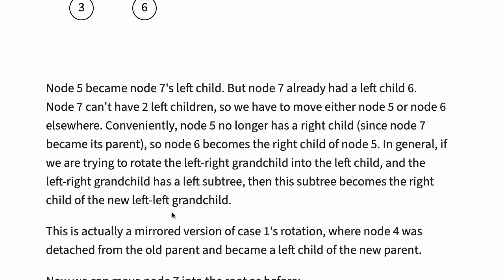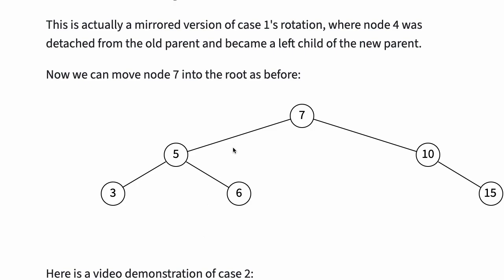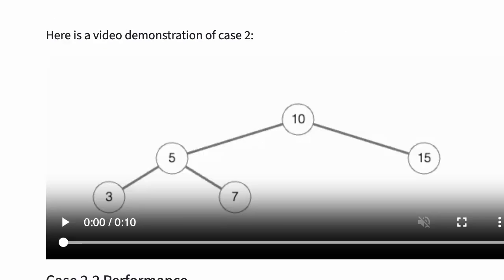In general, if we're trying to rotate the left-right grandchild into the left child, and the left-right grandchild has a left subtree, then the subtree becomes the right child of the new left-left grandchild. This is actually a mirrored version of case 1's rotation, where node 4 was detached from the old parent and became a left child of the new parent. Now we can move node 7 into the root as before. Here's a video demonstration of case 2.2.